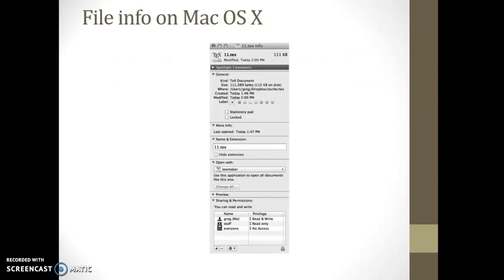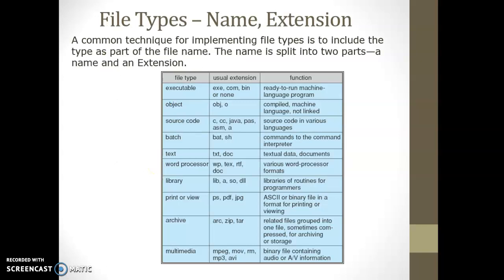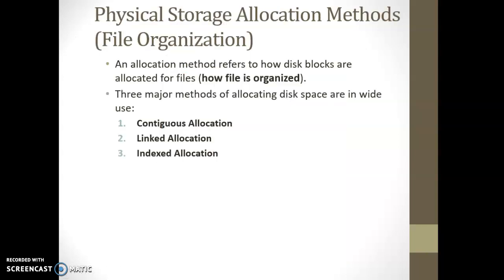For example, here is a Mac OS platform where you can find the file properties or file attributes. These are about file operations. I believe you are familiar with these 6 basic operations of a file. This is about the file types: the name, the type, the extension, and the function.